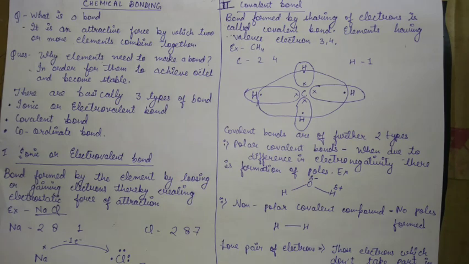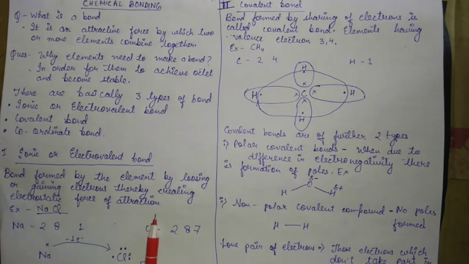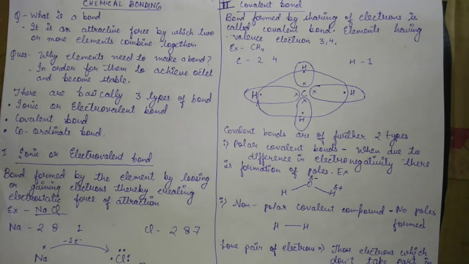It is the bond formed by losing or gaining of electrons. That is, an element loses or gains electrons and forms ions, positive and negative ions. And as we know, opposite charges attract each other, and this type of attractive force is known as electrostatic force of attraction, as I have written here. So the bond is formed by elements losing or gaining electrons, thereby creating an electrostatic force of attraction.